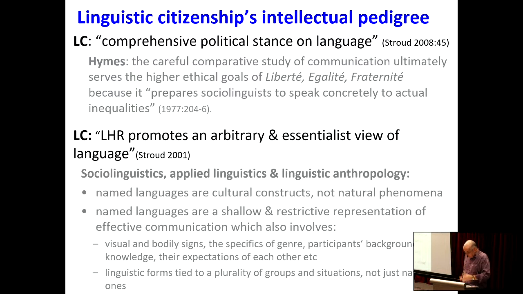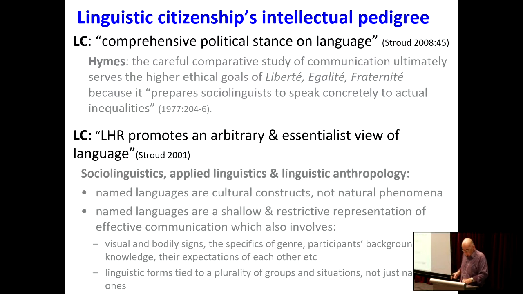Likewise, when linguistic citizenship prioritizes voice rather than language, it's building on widespread agreement that named languages are actually rather shallow and restrictive constructs when it comes to understanding how people really communicate. When people talk, they use all sorts of visual and bodily signs, and they're guided by the particularities of the genre and the activity, their background knowledge, their attitudes and expectations of each other. And even if you only focus on the linguistic ingredients, you soon see that the forms that people use are associated with a host of different groups and situations that range from the very local to the transnational. And you really can't capture these associations in a single name.